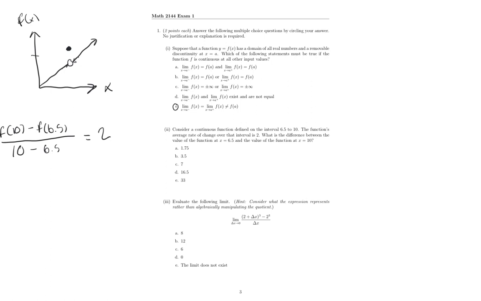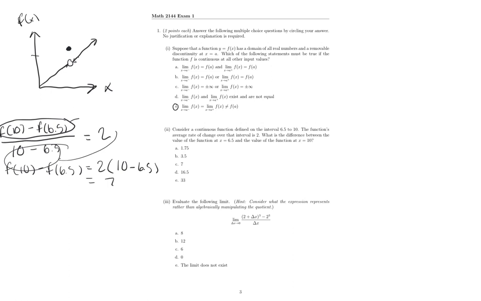So it asks for the difference between those function values, and so this is going to be what we're looking for right here. And so if we multiply this on this side, we'll get f of 10 minus f of 6.5 is equal to 2 times (10 minus 6.5), which gives us 7, which is answer C. And we're just going to skip over part 3 of this first problem.